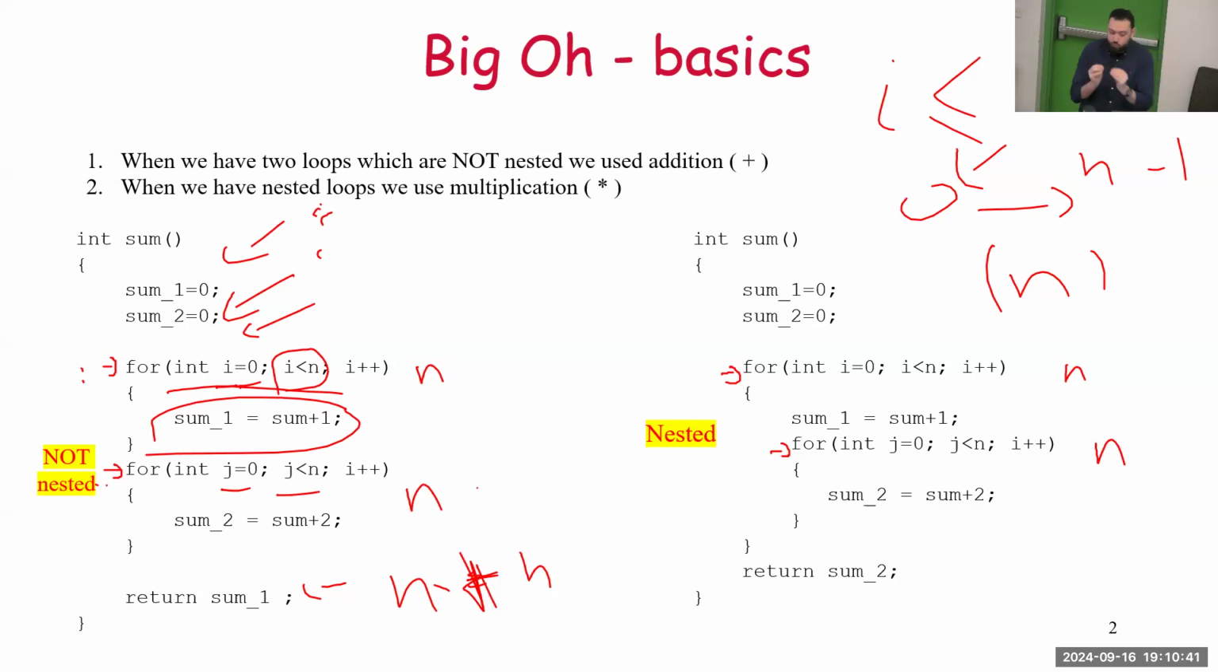Multiplication. So it's going to be n squared. The thing that I want you to take from here: if they are nested, we multiply. If they are not nested, we just add. So that's the main rule when it comes to loops. We're all good? Okay. We're going to start now.